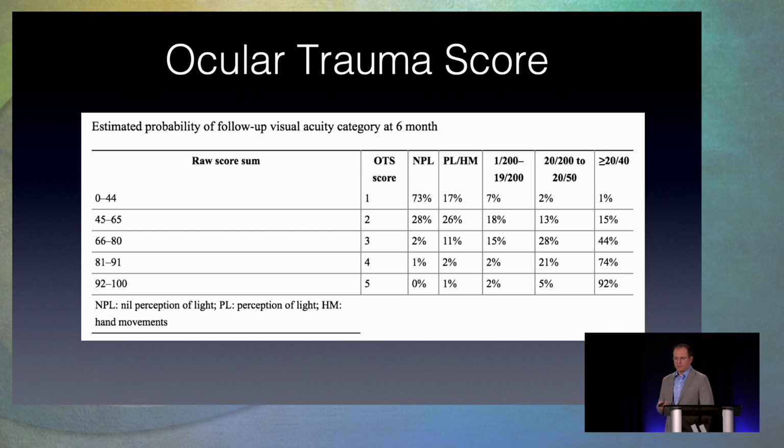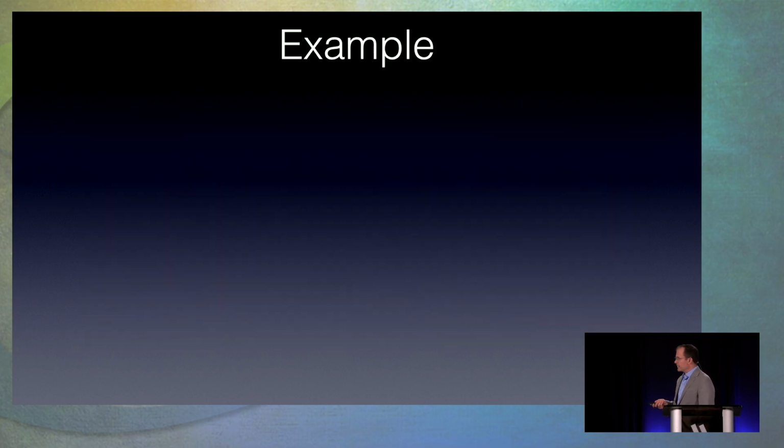Maybe your initial plan would be hopefully to save the eye, right? You're not talking about good vision necessarily. On the other hand, if their raw score is quite high, then they have a very good chance of having excellent vision. So this is just a good thing to keep in the back of your mind.